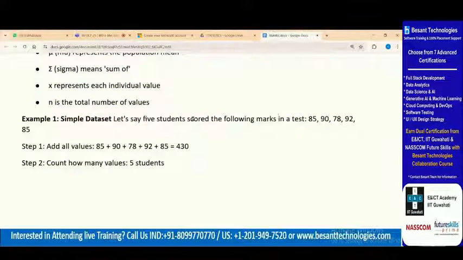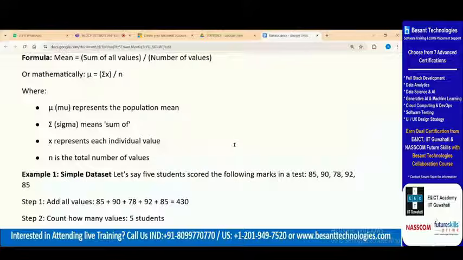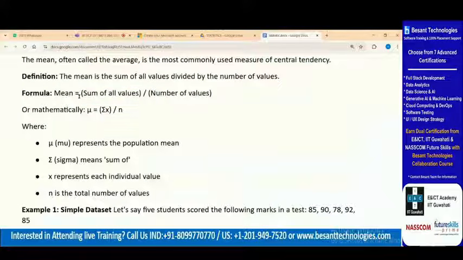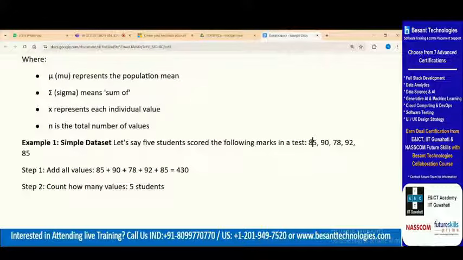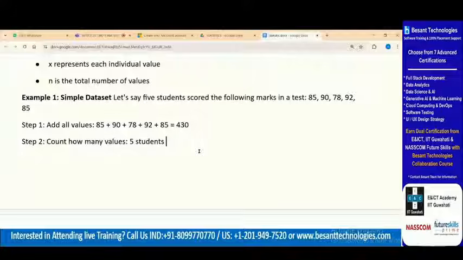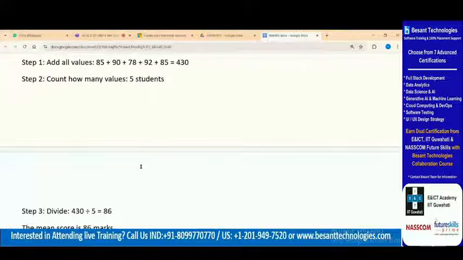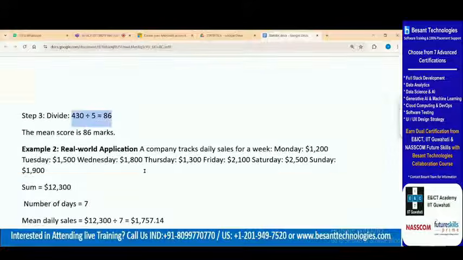Okay, so now I'm taking a simple data set which consists of these values: 85, 90, 78, and 92. To calculate the mean, we have this formula: sum of values divided by number of values. Firstly, I'm taking the sum of all the values, which is 85 plus 90 plus 78 plus 92 plus 85. Altogether, I have 430. The number of values in the data set is 1, 2, 3, 4, and 5, so 5 students. Now I have to divide both, and I get the mean score.